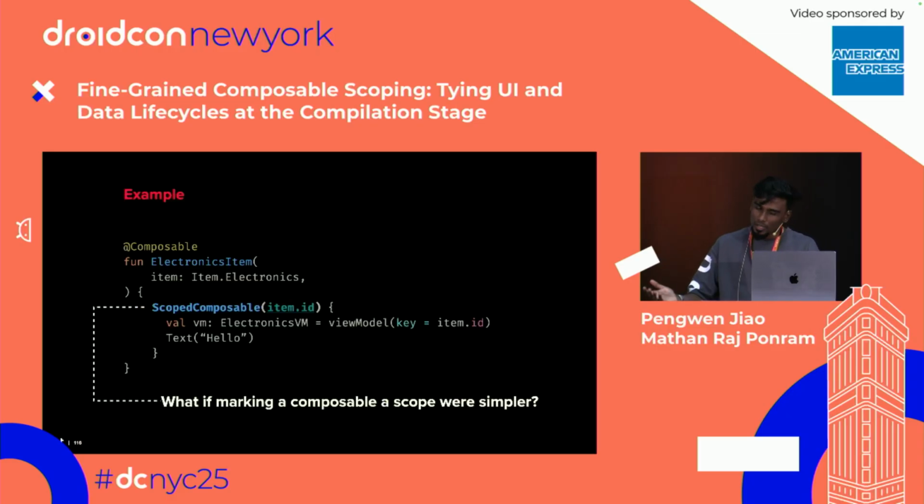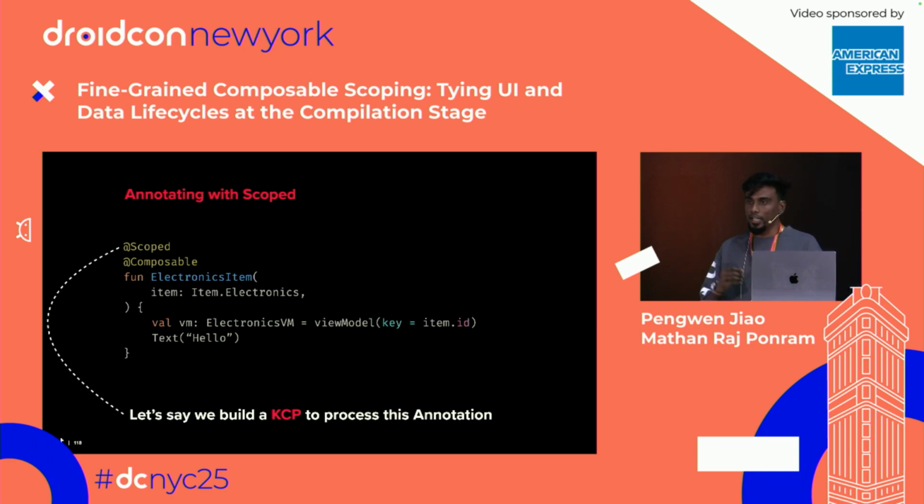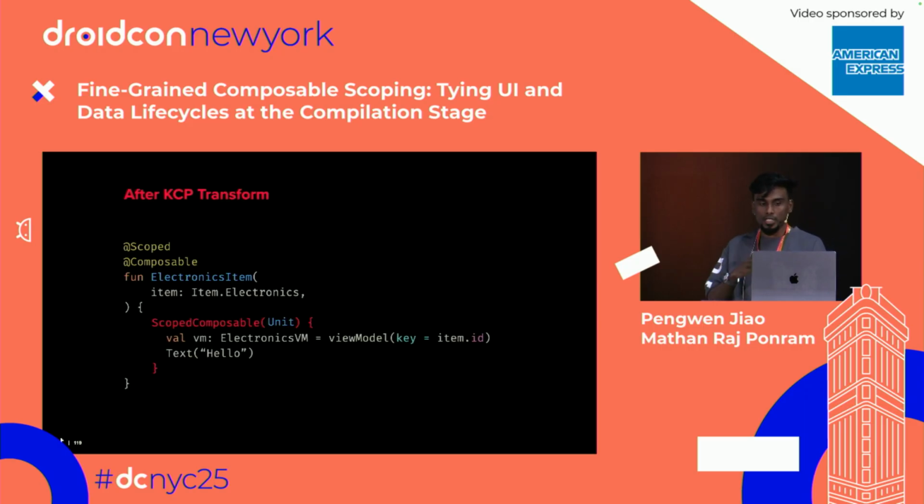Let's say this is the composable function that we want to make a scope. We just made it, but what if there are tens of composables that we want to make a scope? Probably it's not that difficult, but for the developers, it's much easier to simply annotate with a scope. Now this became a scoped composable by simply annotating, and we can create a Kotlin compiler plugin to process this annotation and look for a composable function which is annotated with scope, and we can simply wrap the function body with scope composable with the unit.